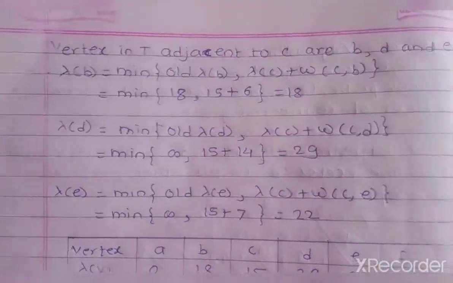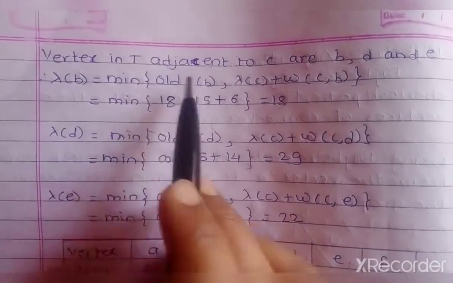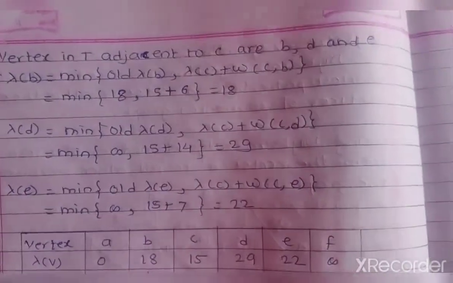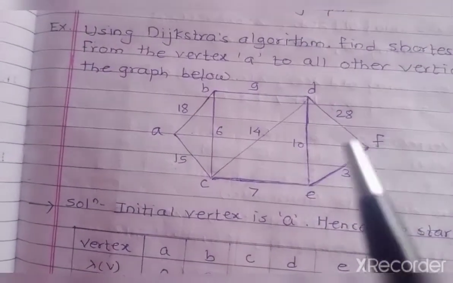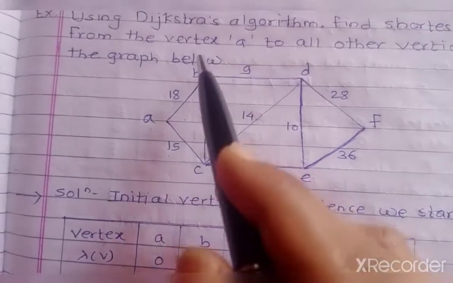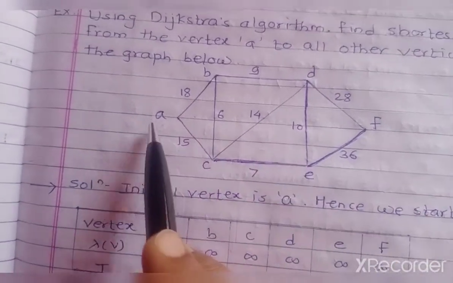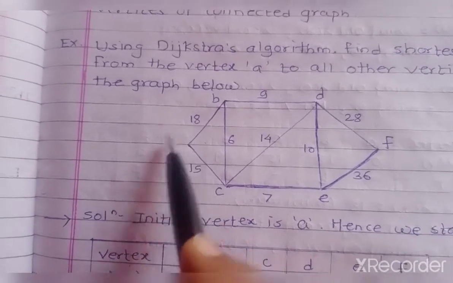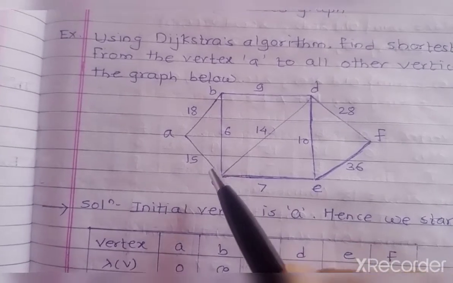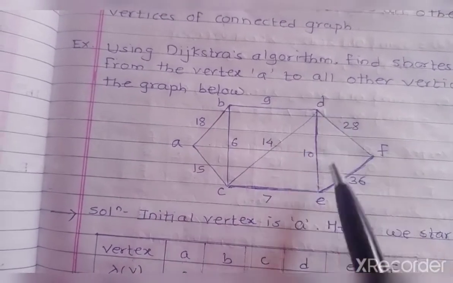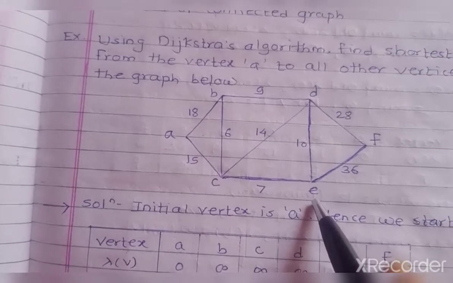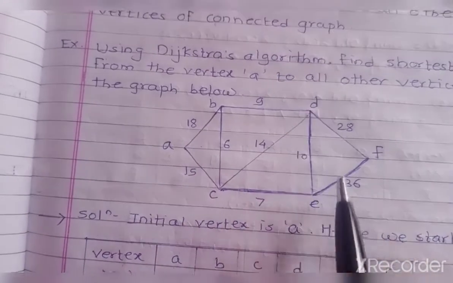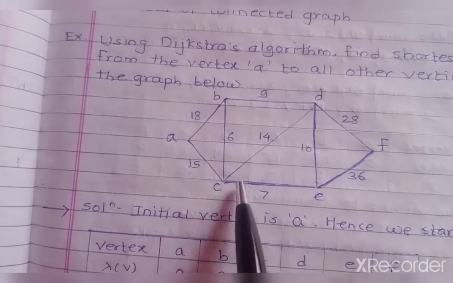So now we have to proceed here. Vertex in T adjacent to C are B, D and E. The adjacent vertices of C are B, D, E and A also. But up to now A has become a permanent vertex, so we accept this and check which ones are the remaining adjacent vertices. B, D and E are the remaining adjacent vertices, so we have to find out the values of lambda of B, D and E. Those represent the adjacent vertices of C.